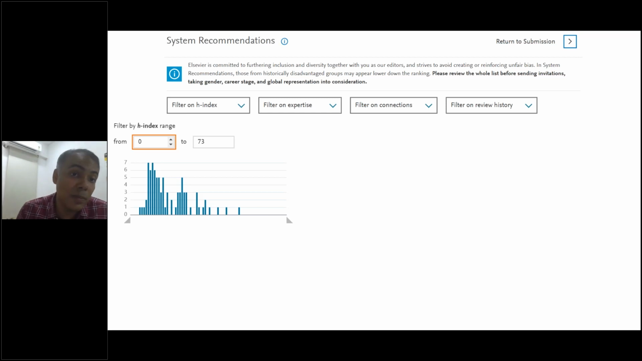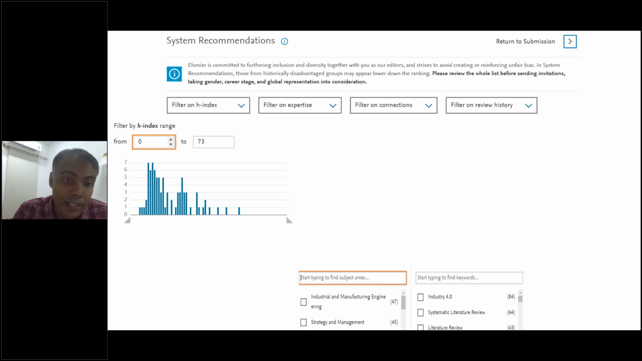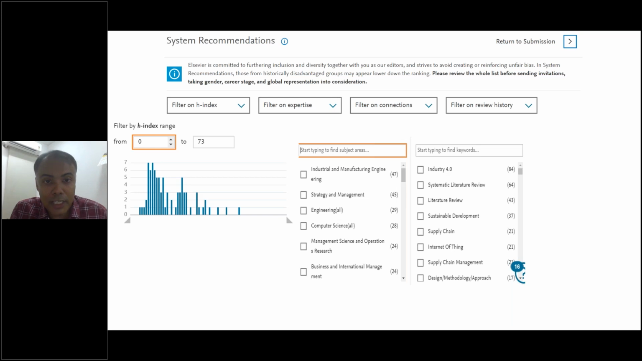Then comes filtering on the basis of expertise, which is as good as this. So that is your subject matter areas, which I was mentioning, a broad area, a broad keyword, and then a specific keyword. If I want to search for industry 4.0, I have 84 people who have listed that as their keyword. Then I have 64 people in my pool who have mentioned systematic literature review as their keyword. Then supply chain, then internet of things, and so on.